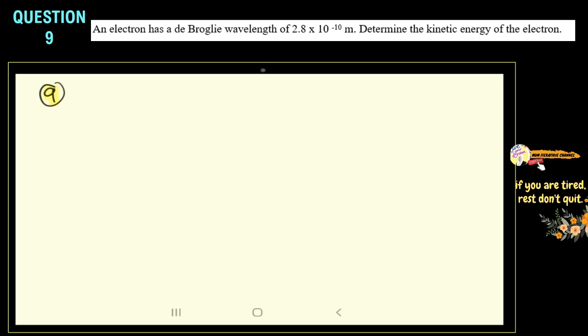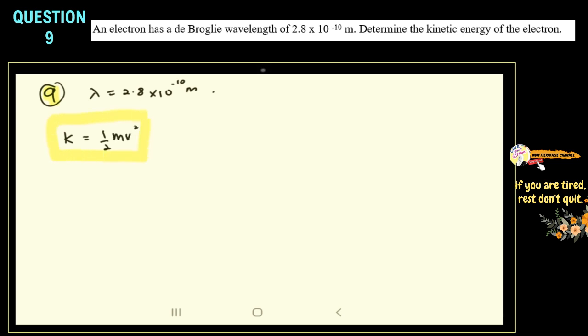Let's continue with question 9. We have an electron that has the de Broglie wavelength of 2.8 exponent negative 10 meter. So let's write lambda is equal to 2.8 times 10 power of negative 10 meter. We want to determine the kinetic energy of the electron, so it is equal to half mv squared.